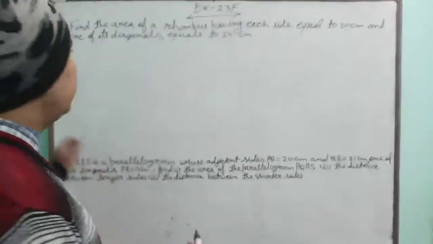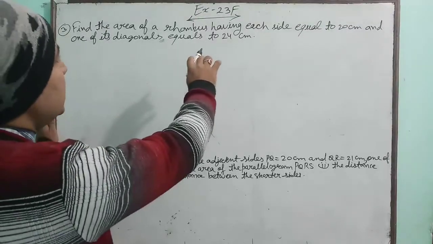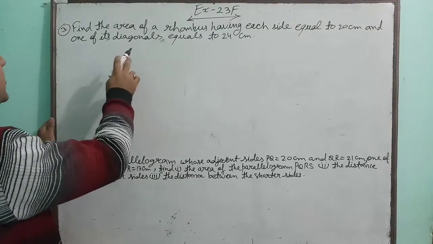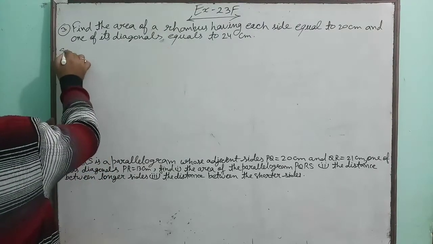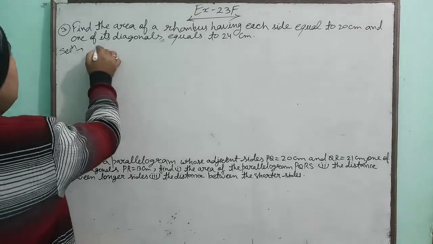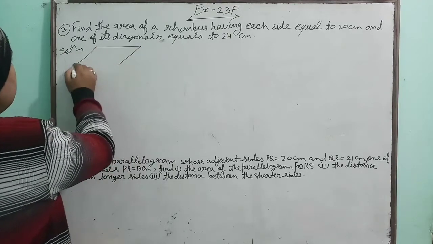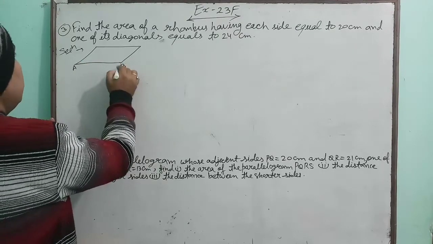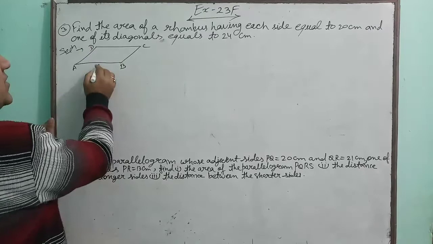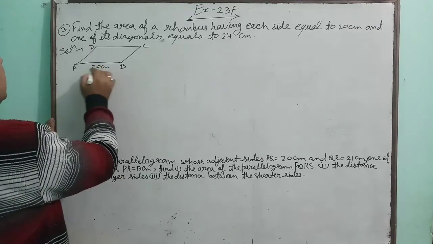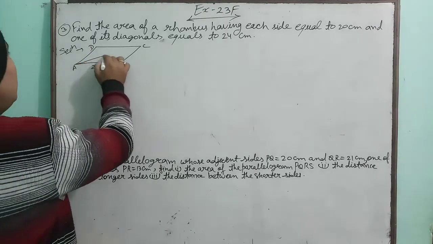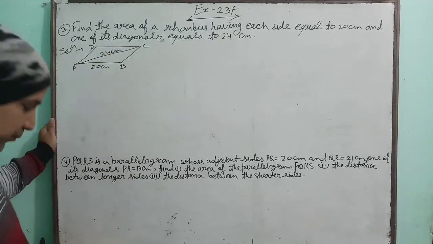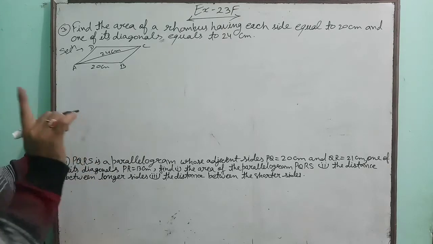Okay, now see question number 3. Find the area of a rhombus having each side equal to 20 centimeter and one of its diagonals equal to 24 centimeter. See children how to do. Suppose this is the rhombus ABCD, in which each side is 20 centimeter and one diagonal is 24 centimeter. Children, to solve this question there are two methods.